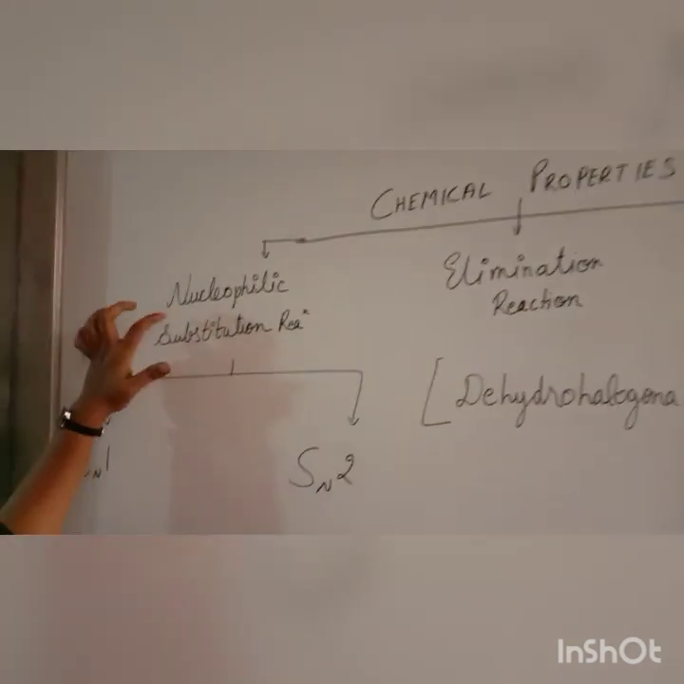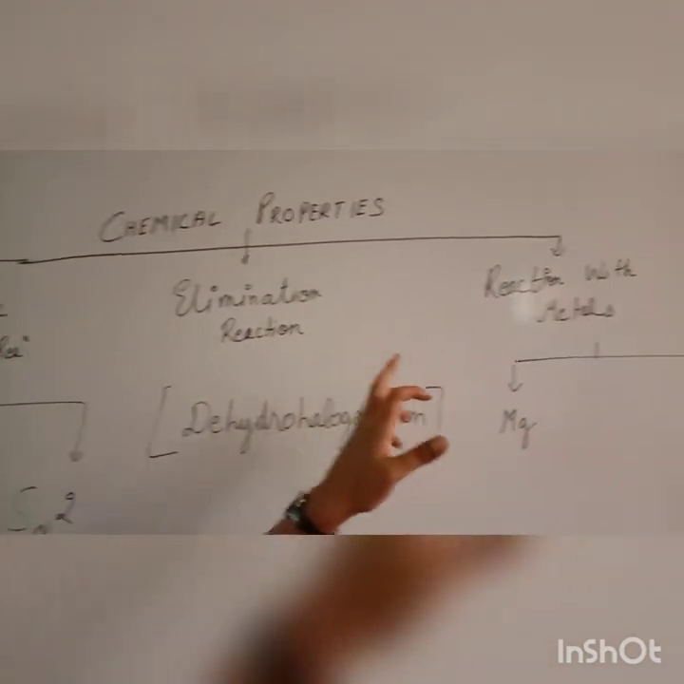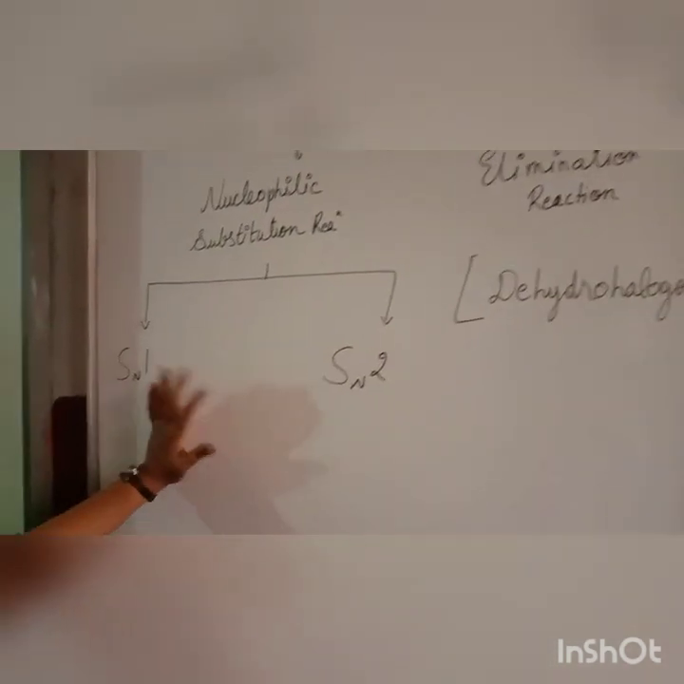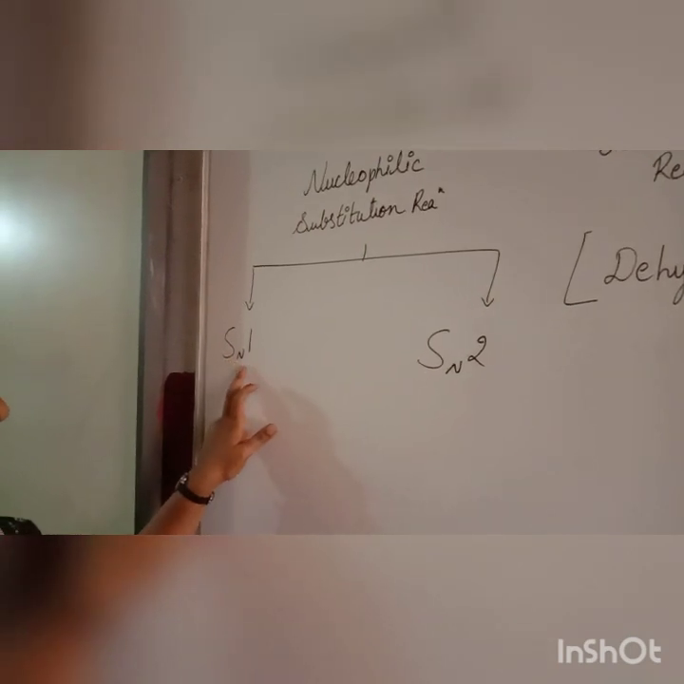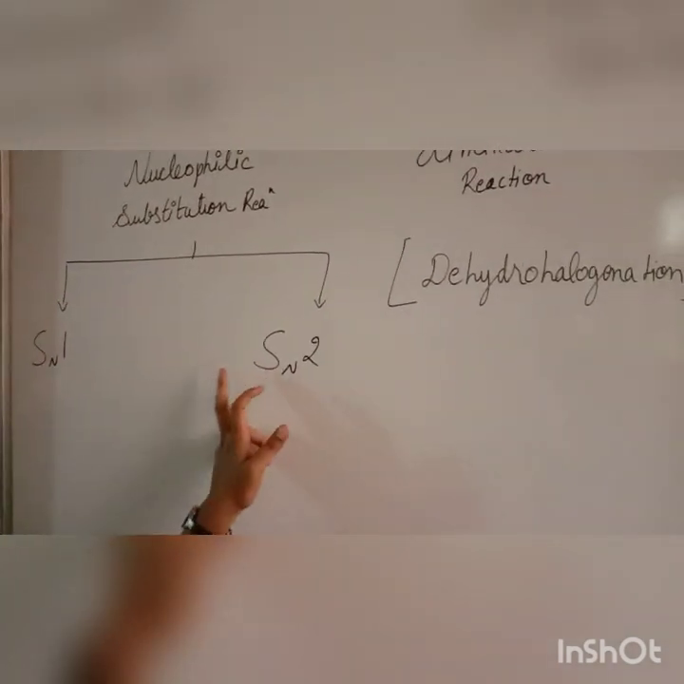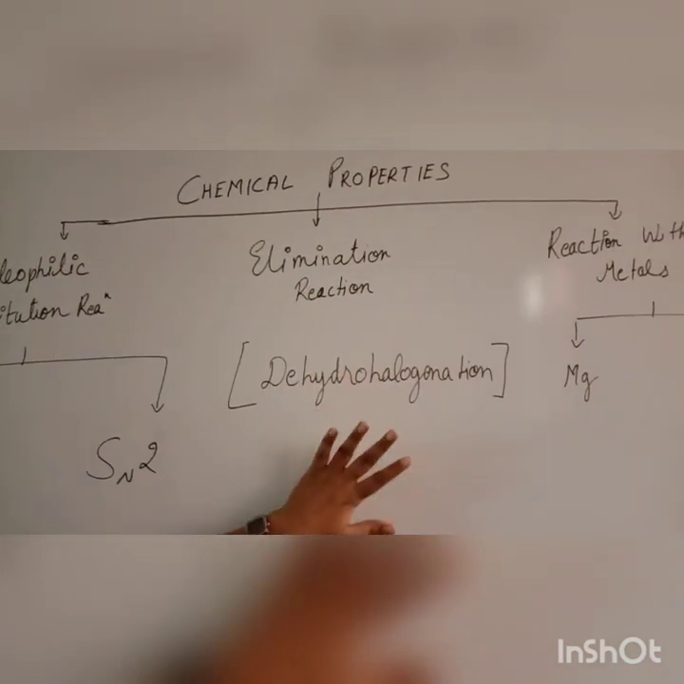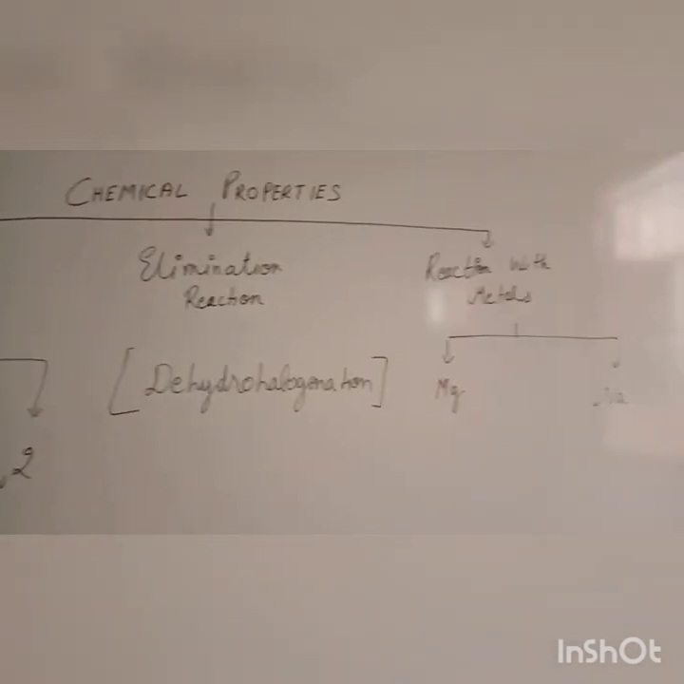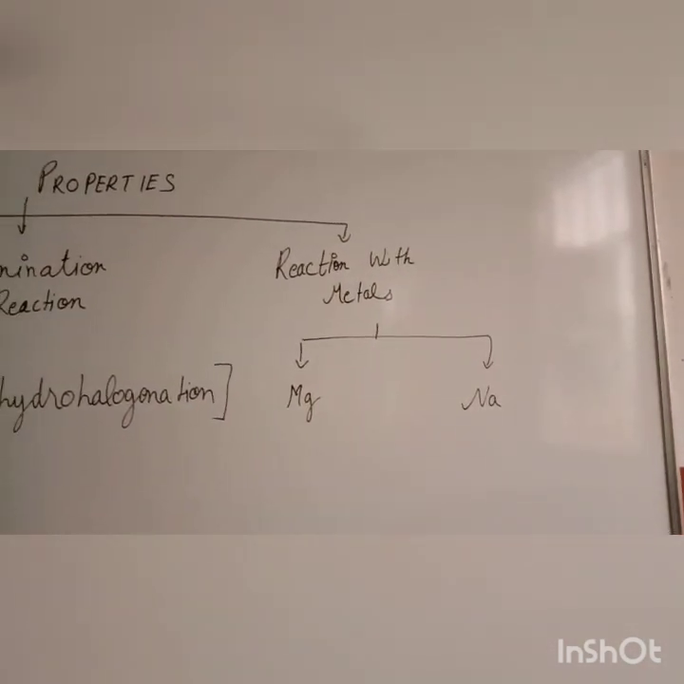The first one is nucleophilic substitution reaction. The second one is elimination reaction. And the third one is reaction with metals. In nucleophilic substitution reaction, we will be discussing two reactions: SN1, substitution nucleophilic unimolecular, and SN2, substitution nucleophilic bimolecular. In elimination reaction, basically we will be discussing dehydrohalogenation reaction. And for reaction with metals, we are going to discuss the reaction with magnesium and with sodium.